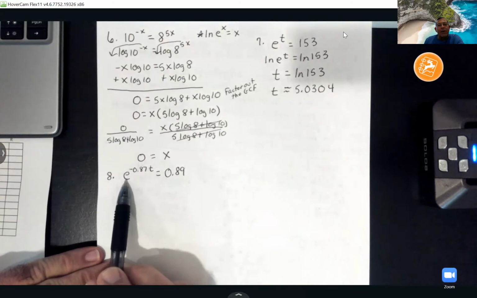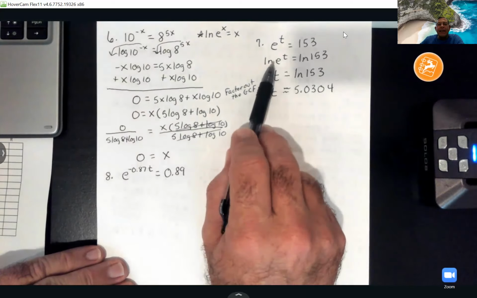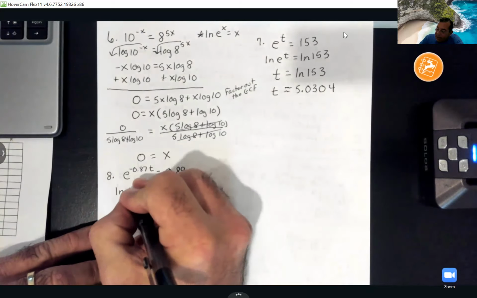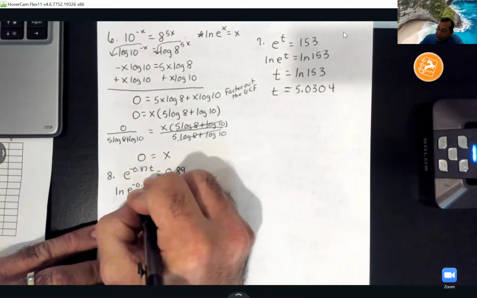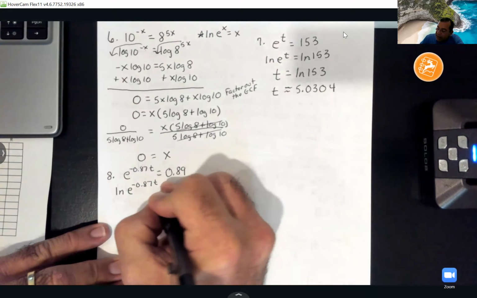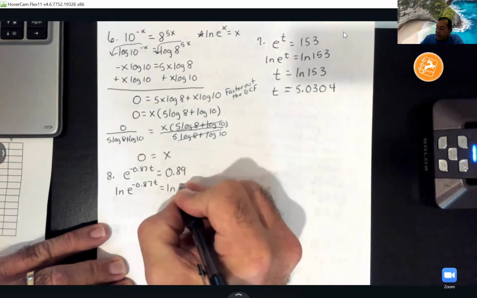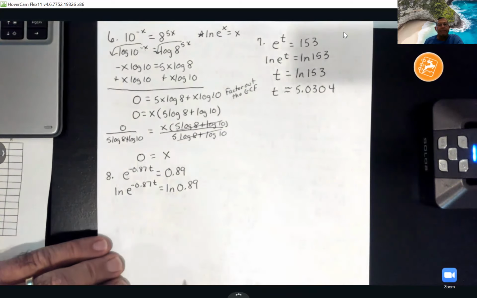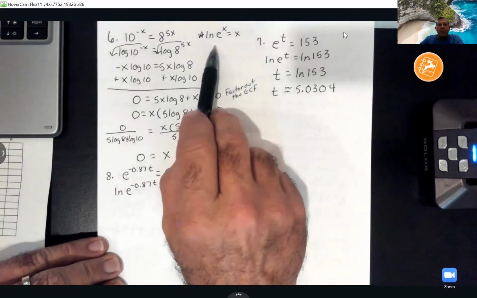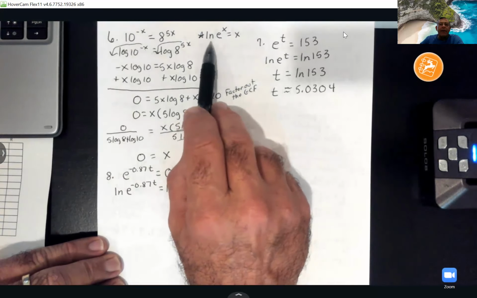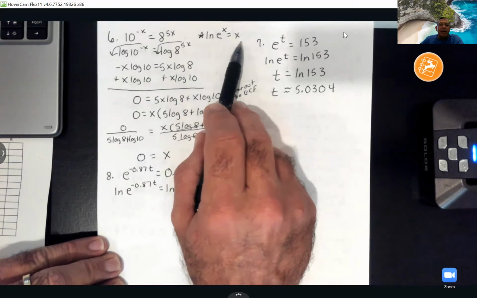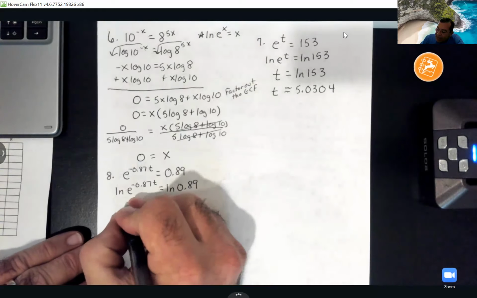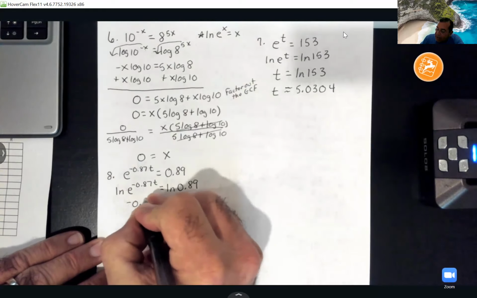So y'all, that's the e over here again. So I'm going to take an ln of both sides. ln of e to the negative 0.87t is going to equal the ln of 0.89. Well, we're going to follow the same pattern up here: ln of e to an exponent equals the exponent. Well, I got ln of e to an exponent, so the left side's just going to equal the exponent.